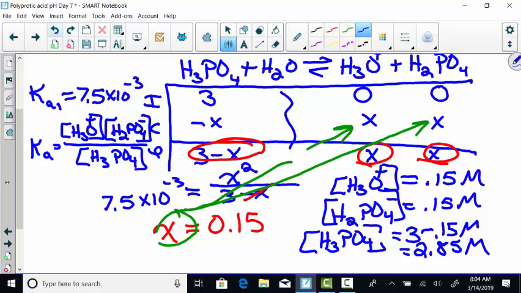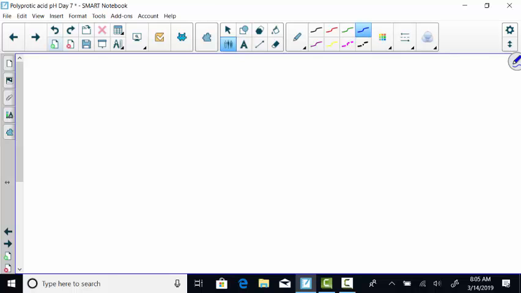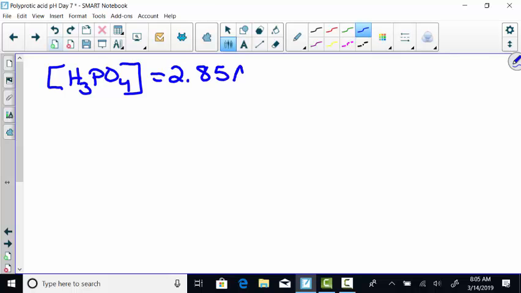So we've already answered one question. The questions at the top were what are the concentrations of each ion in solution? We already have one of them. So I'm just going to go to the next page here, and I'm going to list that concentration because we already have it. So my H3PO4 concentration is 2.85 molar, when we're all said and done. That will not change.